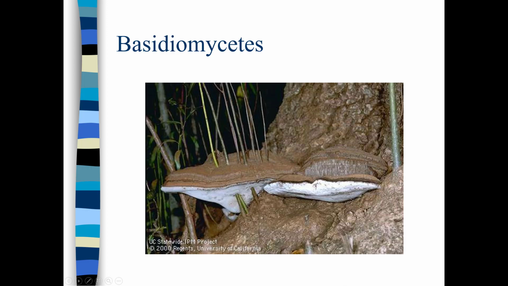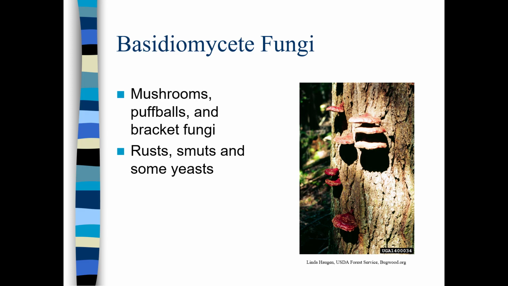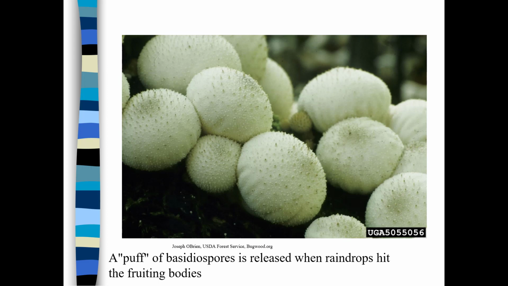So finally, we're going to be talking about basidiomycetes. These include mushrooms, puffballs, bracket fungi, rusts, smuts, and some yeasts. And this is puffball fungus. These are wood decay fungi, and they release basidiospores when raindrops hit them. I posted a short video on this.